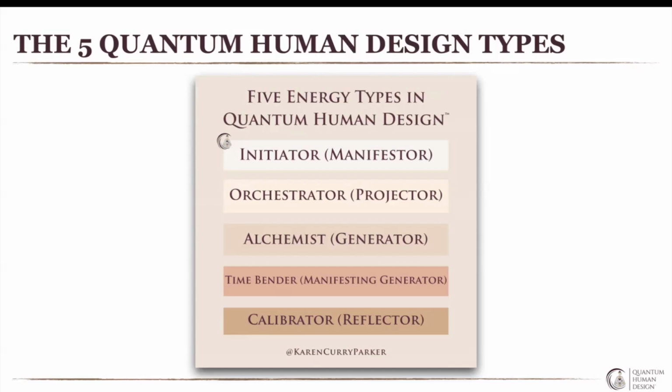The 5 types in quantum human design are the initiator, known as the manifestor in traditional human design, the orchestrator or the projector in traditional human design, the alchemist or the generator in traditional human design, the time bender or the manifesting generator in traditional human design, and the calibrator or the reflector in traditional human design. Today, we'll be focusing solely on the initiator types, or the manifestors in traditional human design.